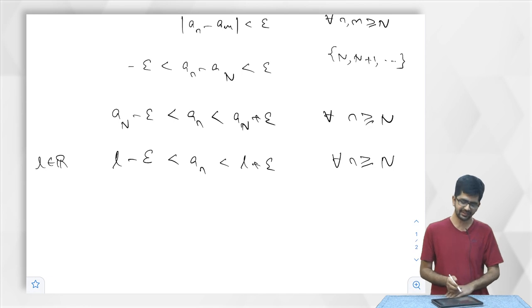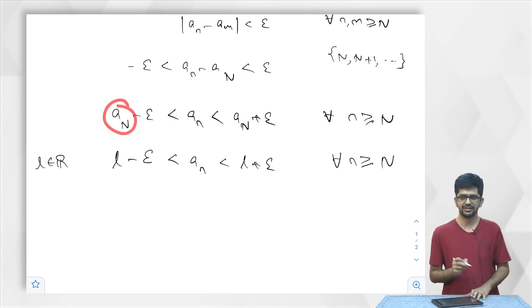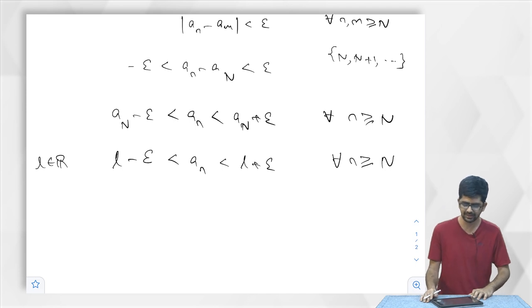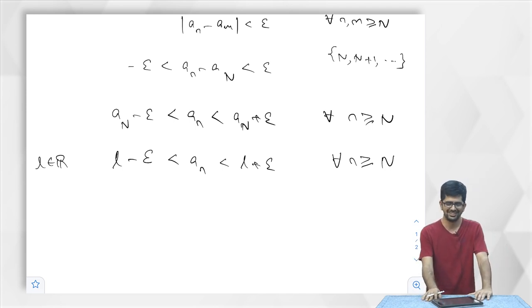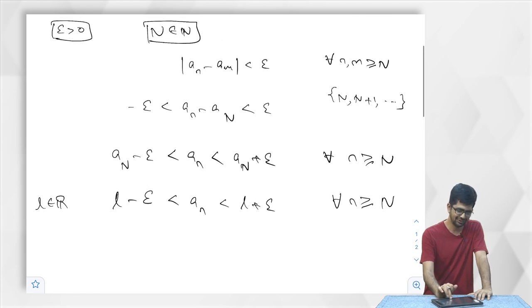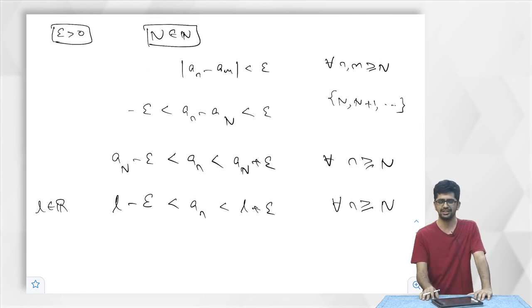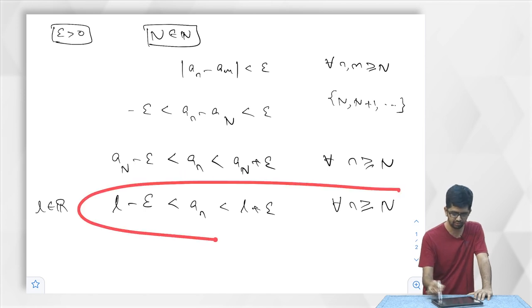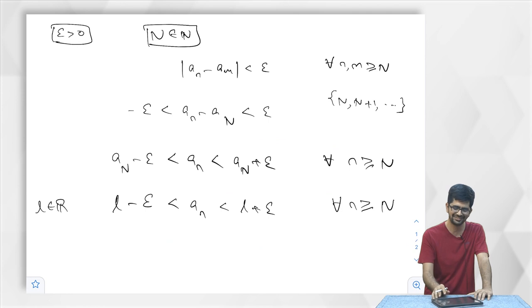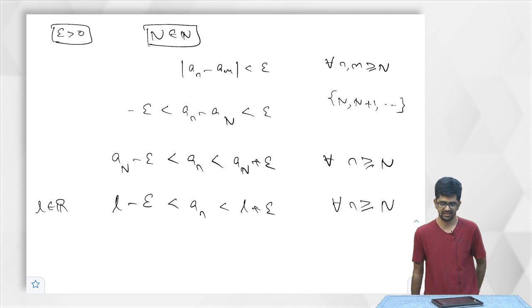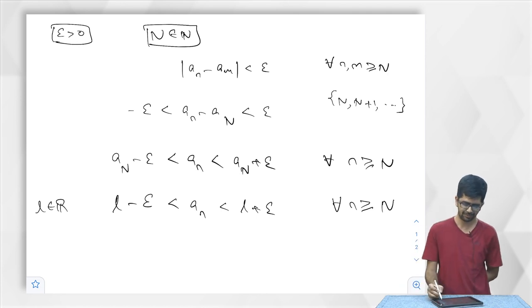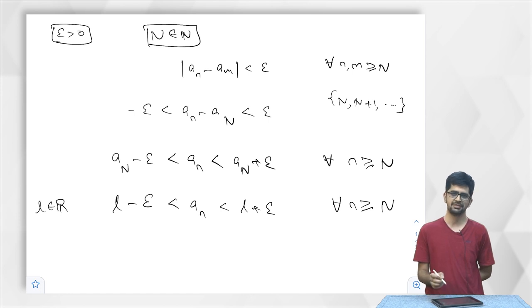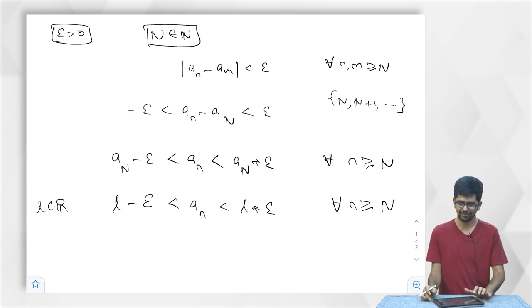So if you observe these two, the situation looks exactly the same, right? So maybe we can conclude from here itself that this a N is the limit of this sequence. Can we do that? Think about it. Pause the video here and think about it. Can I really say that this a N is the limit of the sequence a n? Because if you observe these two, they look exactly the same, there is no difference. So maybe this is the limit of this sequence, so every Cauchy sequence is convergent. Yes or no, think about it. Once you have spent some time, start the video again and we will proceed further.